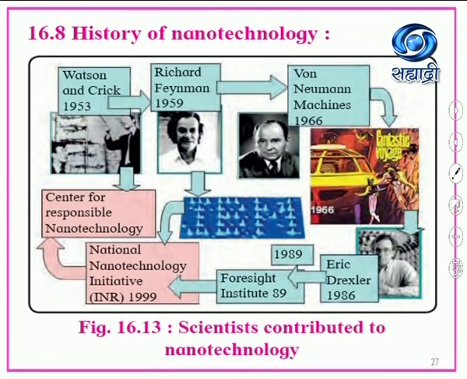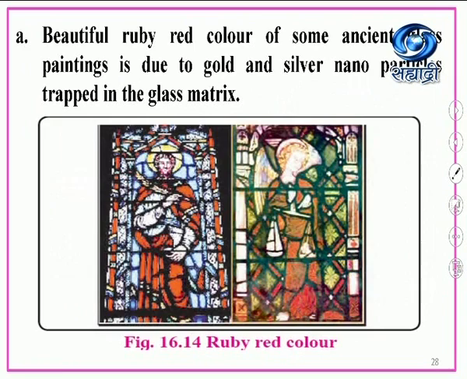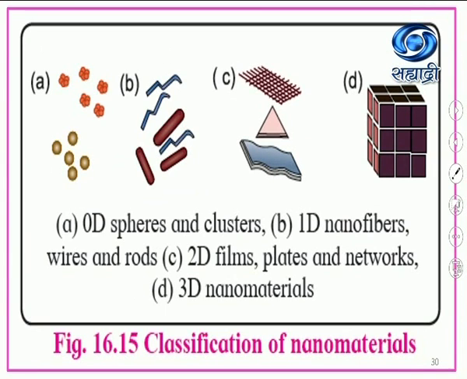Then we will see the classification of nanomaterials. Part A is zero-dimensional spheres and clusters. Okay, so in figure A, you will observe zero-dimensional spheres and clusters. In figure B, you will observe one-dimensional nanofibers, wires and rods. In figure C, two-dimensional films, plates and networks. And in figure D, you will observe three-dimensional nanomaterials. Okay. So figure 16.15 indicates the classification of nanomaterials.